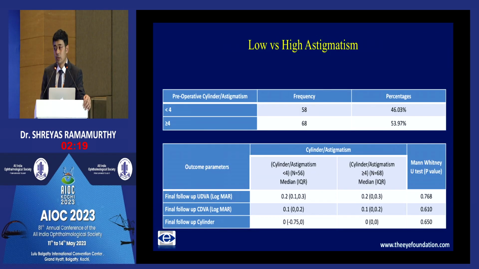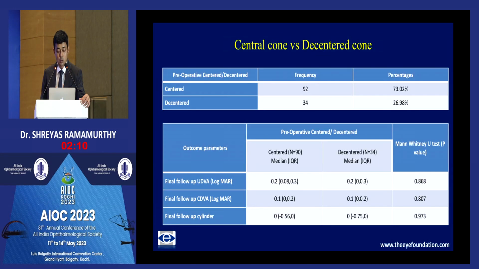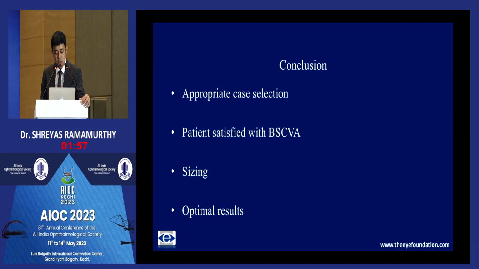We looked at outcomes with low as well as high astigmatism, with less than 4 diopters as well as greater than 4 diopters of astigmatism, and even the high astigmatism subset did just as well as the low astigmatism. Even in decentered cones, when the patient has good spectacle corrected visual acuity, even with mildly decentered cones, these patients can do well, as shown in this study. So appropriate case selection, patients satisfied with best spectacle visual acuity, with an emphasis on sizing, can give rise to optimal results even in these patients.